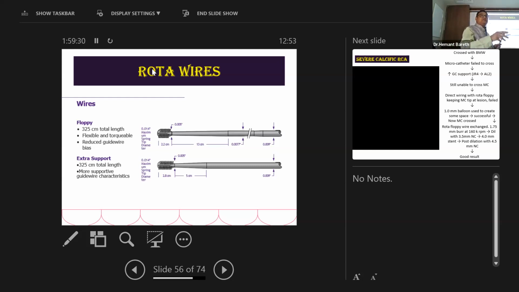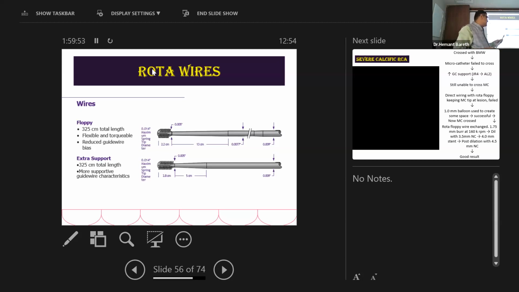So some of the calcific lesions, normally in a calcific lesion, what you do is if you want to do rota, you take an All-Star wire commonly, or some people have used BHW wire. If it goes, then fine. Otherwise, Grand Slam wire. After putting the Grand Slam wire, you cross, you put a microcatheter, and through the microcatheter, you can pass the rota wire.